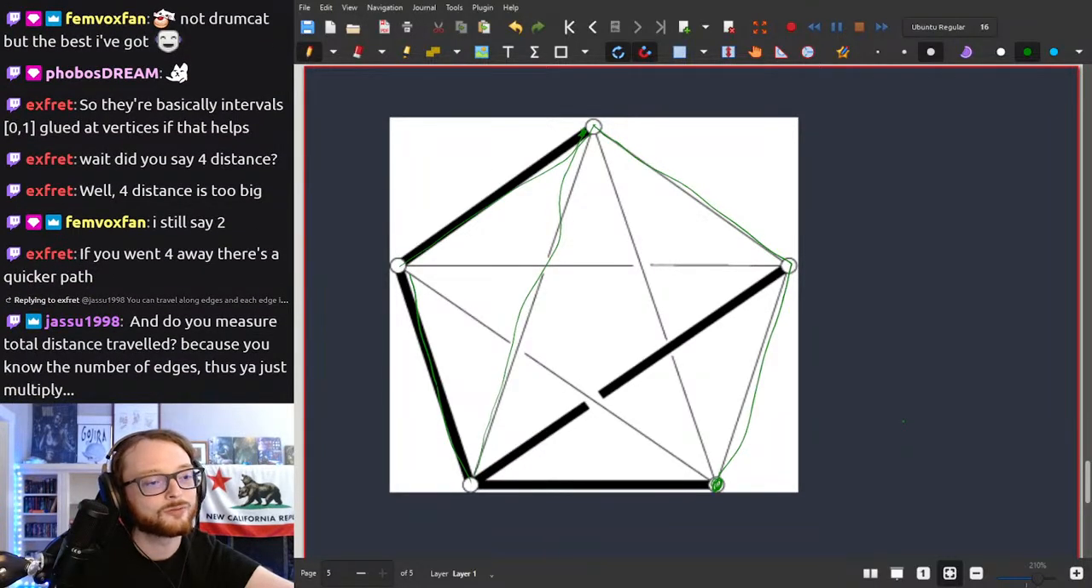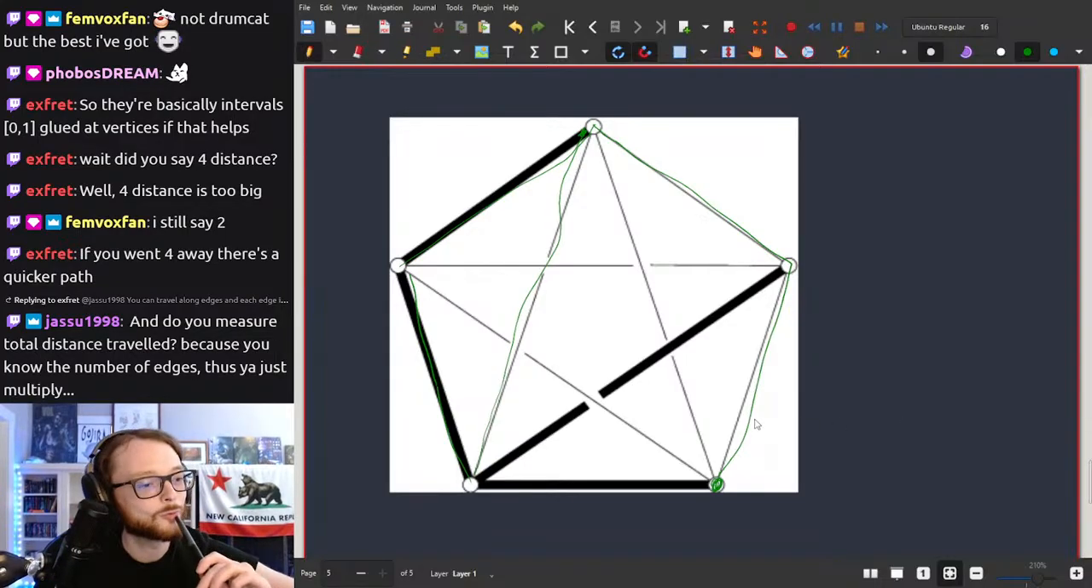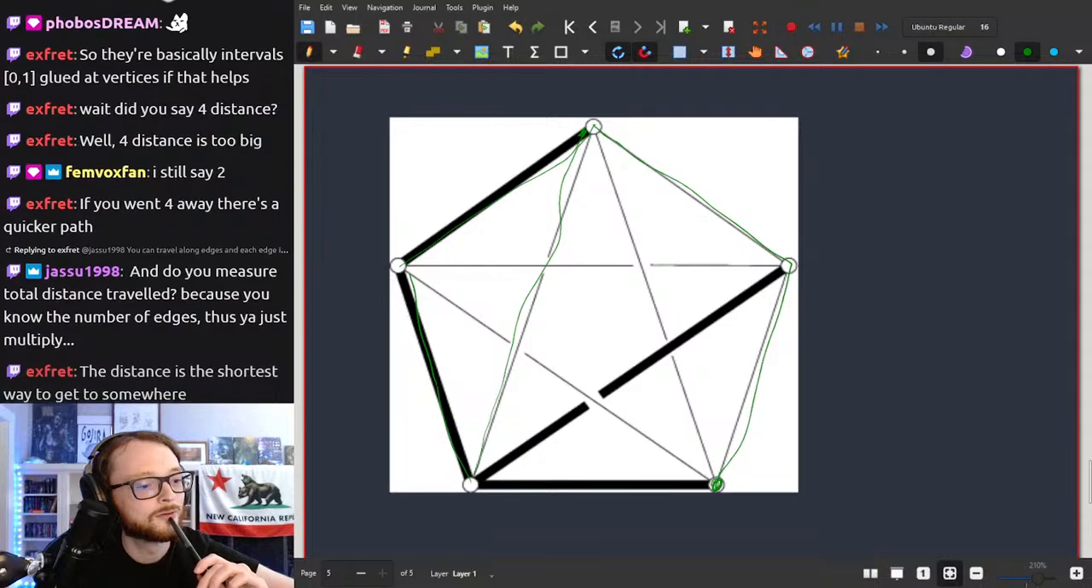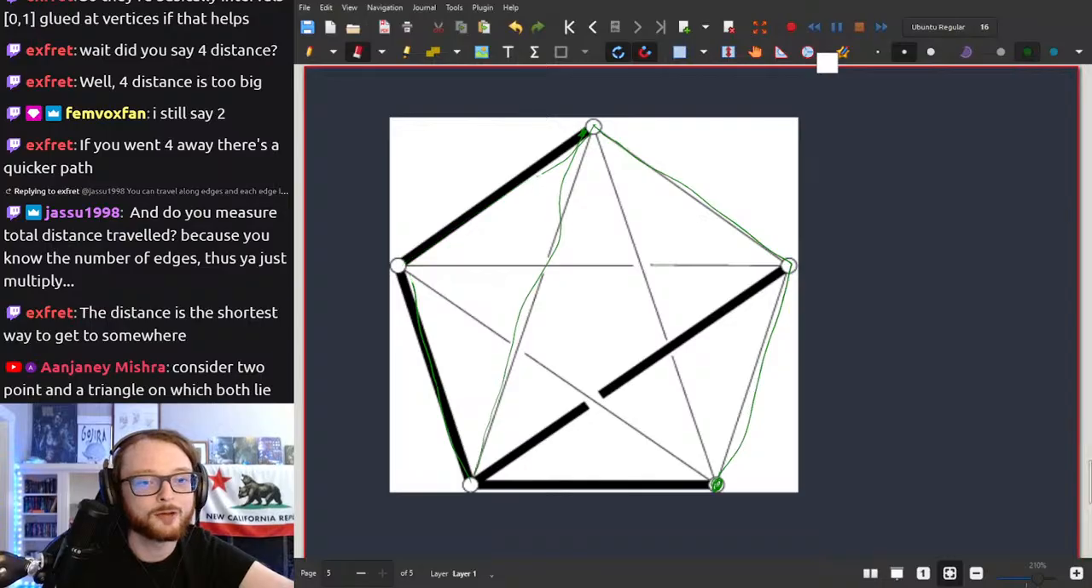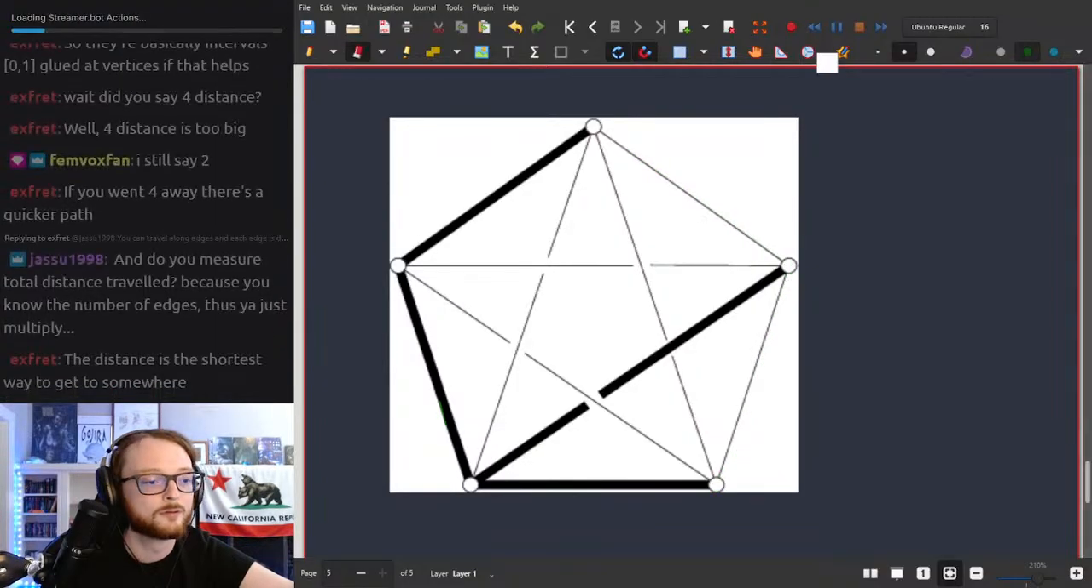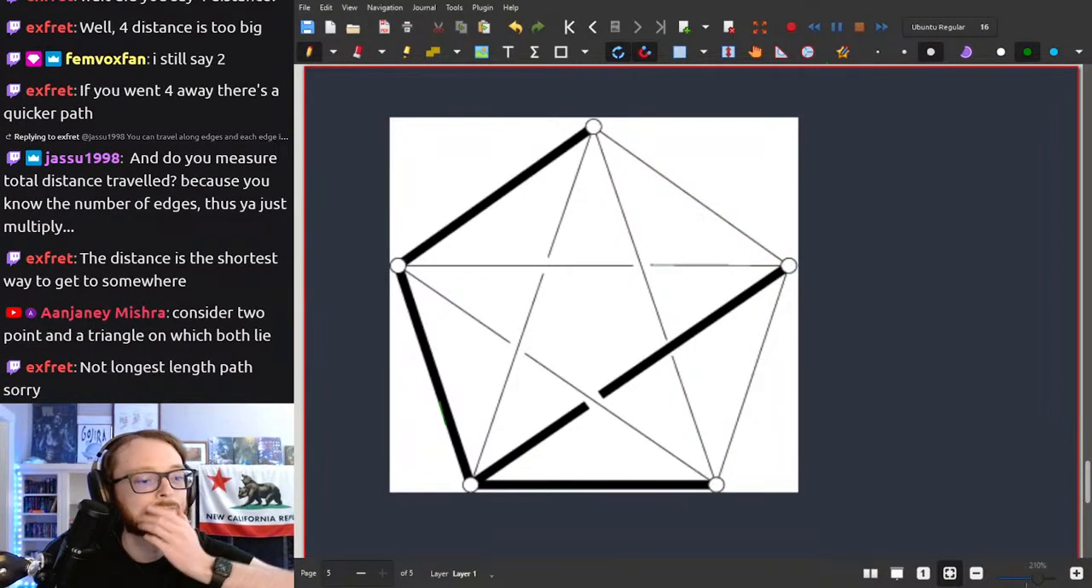Oh wait, the longest quickest path? Or what's the actual question then? Oh, distance is shortest way. Okay. So what's the longest distance, assuming we always go the optimal or the shortest path? Okay, okay. No worries.